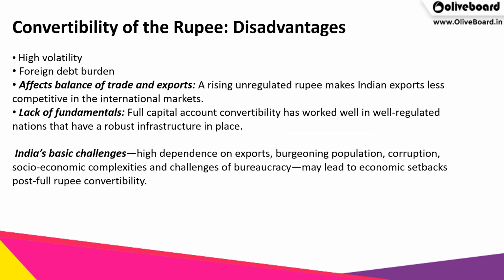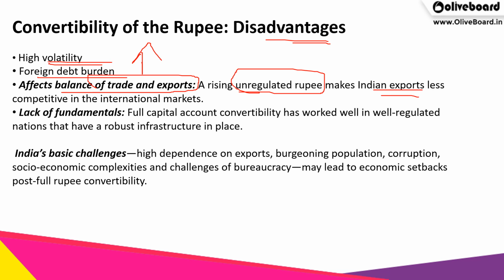Now, what are the disadvantages if we have a fully convertible currency? There is high volatility, so anything that happens in the global market will have a huge impact on India since it is completely convertible. We will have foreign debt burden. If people come from abroad and invest in India, or the corporates borrow from the international markets, our foreign debt burden increases. It will also have an effect on balance of trade and exports. Since it will be an unregulated rupee, Indian exports may become less competitive, and hence exports will get reduced.